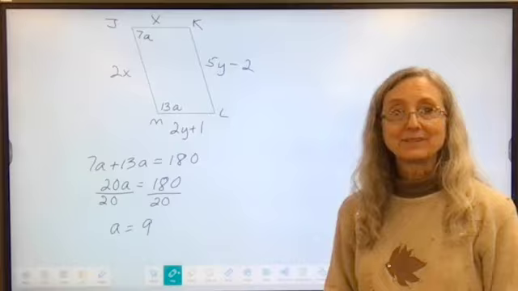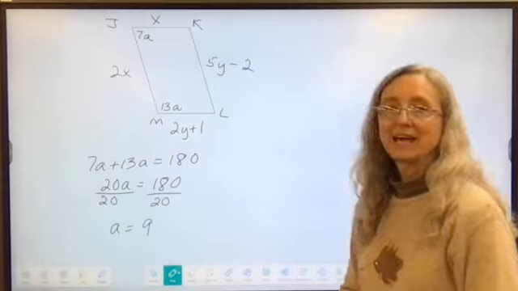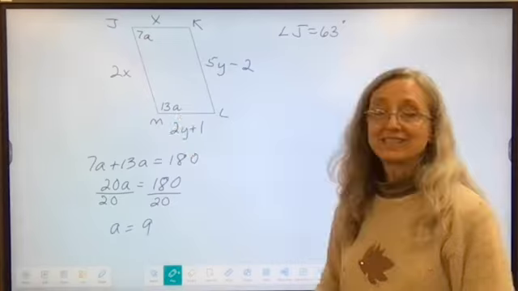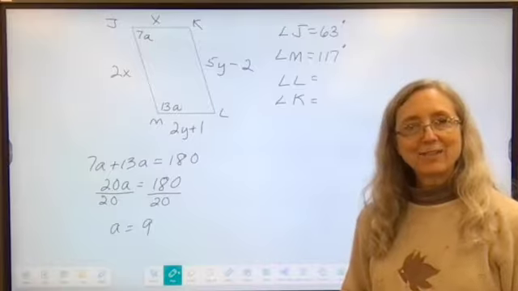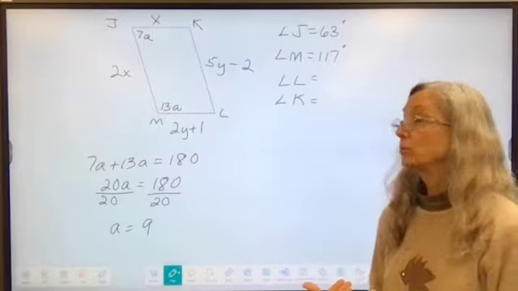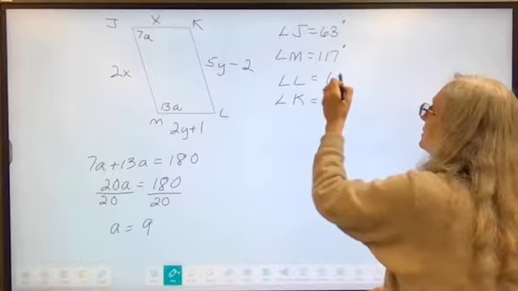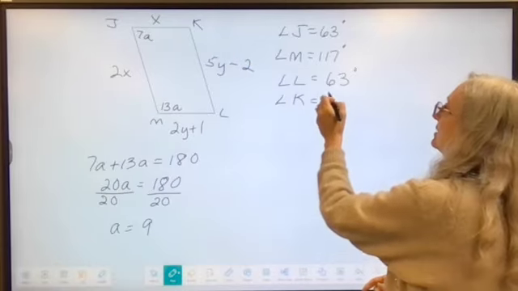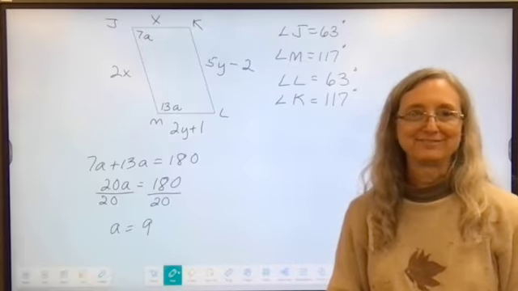Now I can plug that in. If A is equal to 9, this angle, angle J, is 7 times 9, or 63 degrees. And angle M is 13 times 9, or 117 degrees. Now that makes finding angle L and angle K easy because opposite angles are congruent. So if J is 63, then L is also 63 degrees. And if M is 117, then K is also 117 degrees. And we found all of our angles.